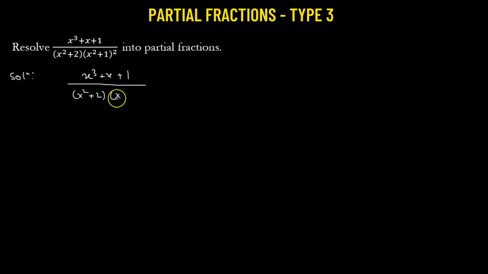And the other two factors are x squared plus 1, so this is repeating twice. Now, since we have two factors contributing from x squared plus 1 and one factor of x squared plus 2, this is going to have three partial fractions.